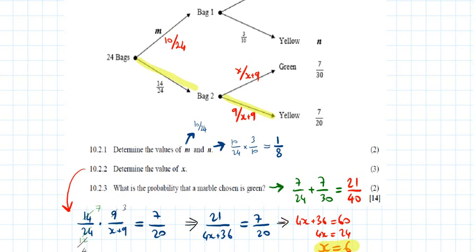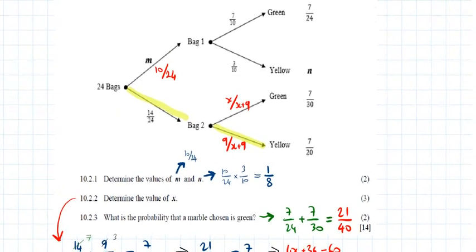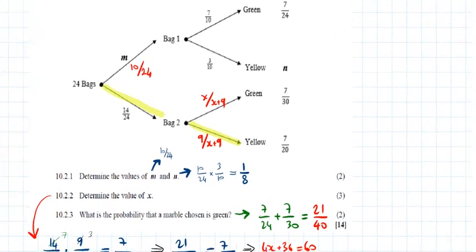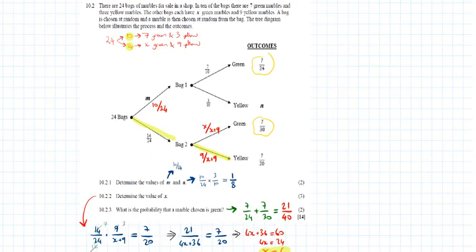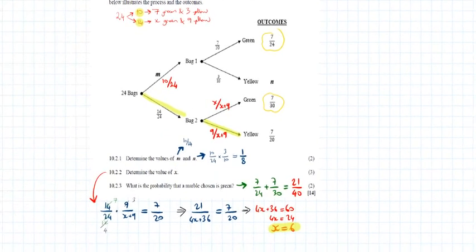And then finally, the question asks, what's the probability that a marble chosen is green? Oh, actually, we could answer that question without finding x. You see, green is this part and that part. You just add them up. That's it. You don't really need to find n or x or anything. You can solve that last question at the beginning, when you start solving this question. We don't really need to find what is m, what is n, what is x. We can just find the last one. Just add these two. They were already given there.